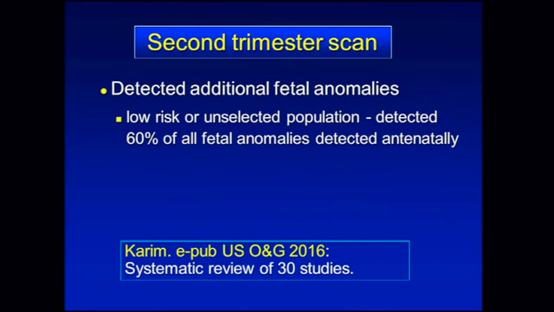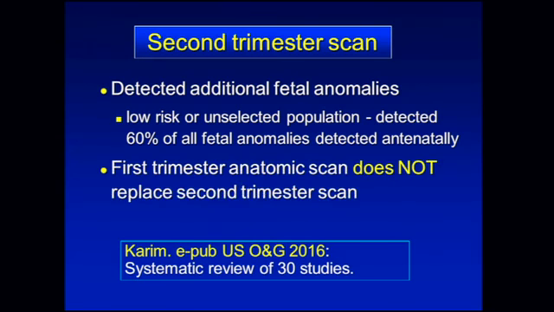A second trimester scan was part of the protocol in many of the studies, and it detected additional anomalies. In the low-risk or unselected population, the second trimester scan detected 60% of all fetal anomalies detected antenatally. So the first trimester anatomic scan does not replace the second trimester scan.